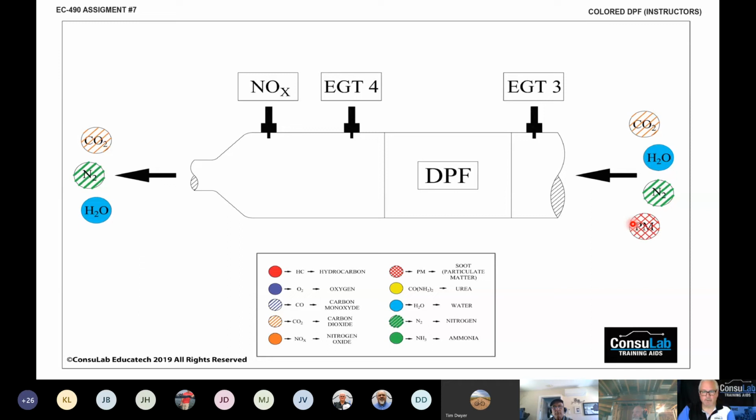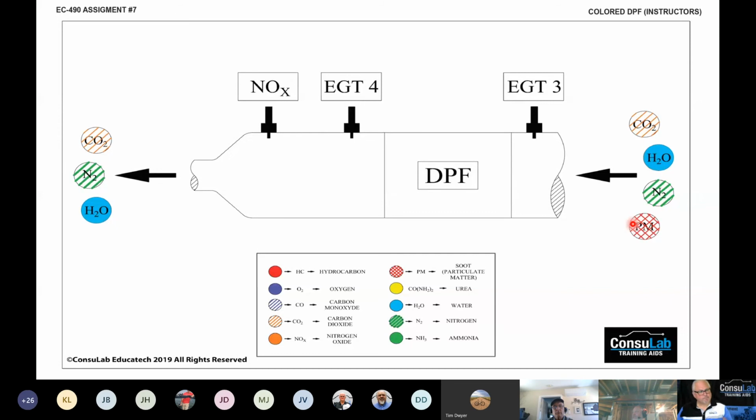So here we've gone through the whole system and hopefully shown a bit of the interaction. I placed a great deal of importance on DEF fluid testing to verify that it is a 32.5% mixture of urea and water. So accuracy is important. And I'm going to stop sharing my screen.